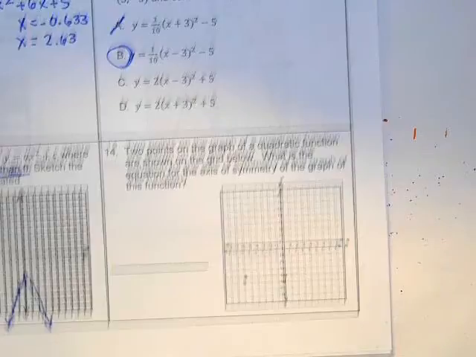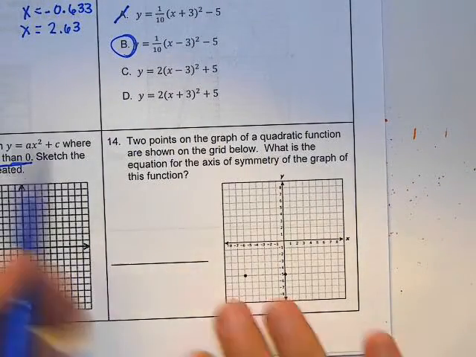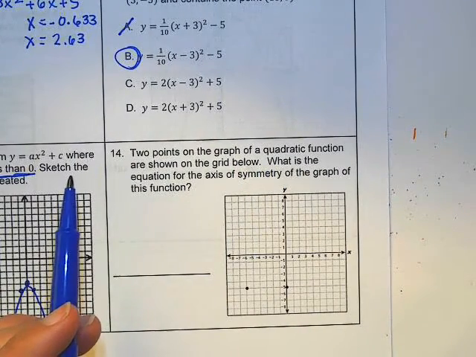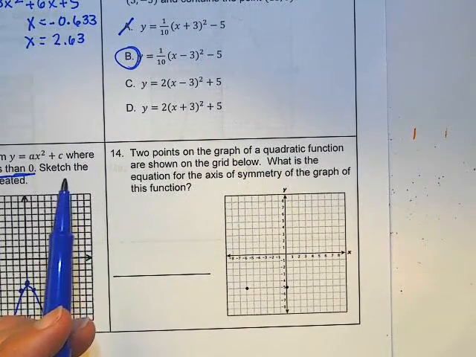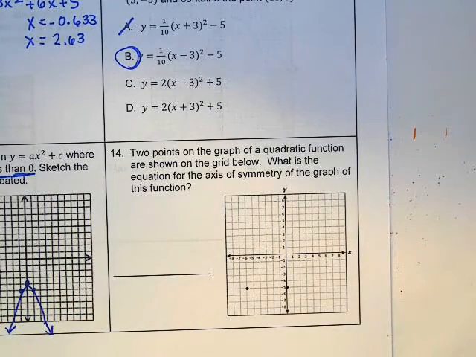Okay, 14. Two points on a graph. Okay, make sure you're watching this one. Two points on the graph of a quadratic function are shown on the grid. What is the equation for the axis of symmetry on the graph of this function? Okay, axis of symmetry means what? The middle. Okay, so what's the middle between these two points?